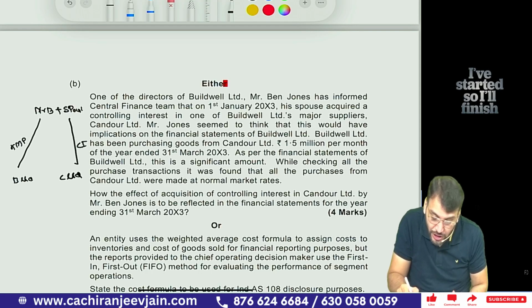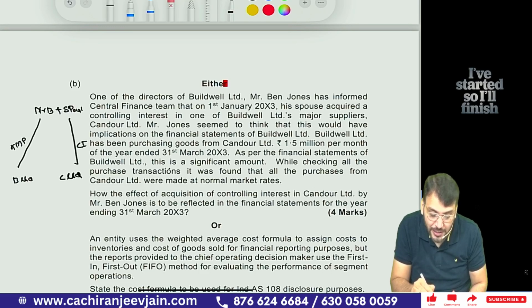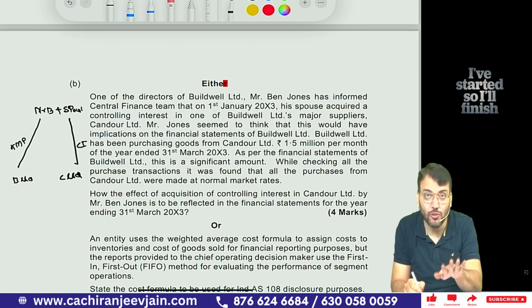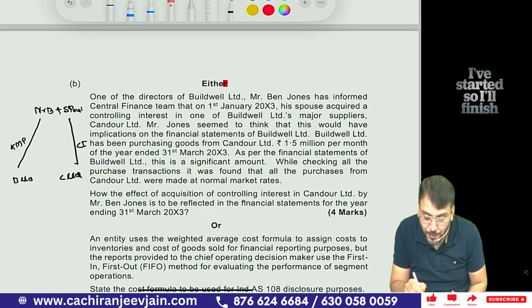Buildwell Limited has been purchasing goods from Candover Limited, rupees 1.5 million per month, in the year ended 31st March 2003. As per the financial statement of Buildwell Limited, these are significant amounts. While checking all the purchase transactions, it was found that all the purchases from Candover Limited were made at normal market rate. Even though it is done at arm's length price, disclosure is still required. How is the effect of acquisition of controlling interest in Candover Limited by Mr. Ben Jones to be reflected? It is to be reflected in the financial statement for the year ended 31st March 2003.